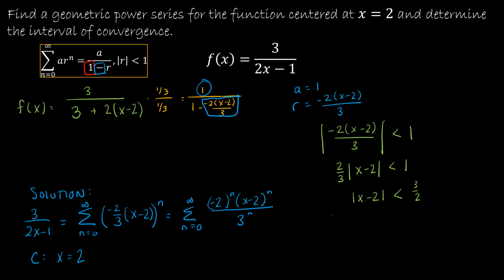Then I can rewrite this as negative 3 halves is less than x minus 2 is less than 3 halves. And then I would add 2 or 4 halves everywhere, which gives me 1 half is less than x is less than 7 halves. So that is my interval. Again, open interval, 1/2, comma, 7 halves. Notice on this one, I don't need to write out the first few values in the series. I don't need to do any long division. That's everything that I need to do.